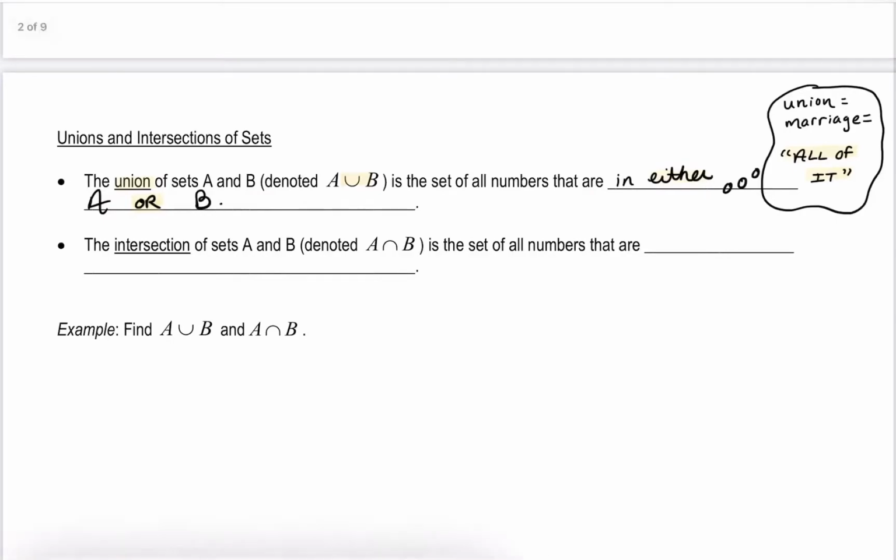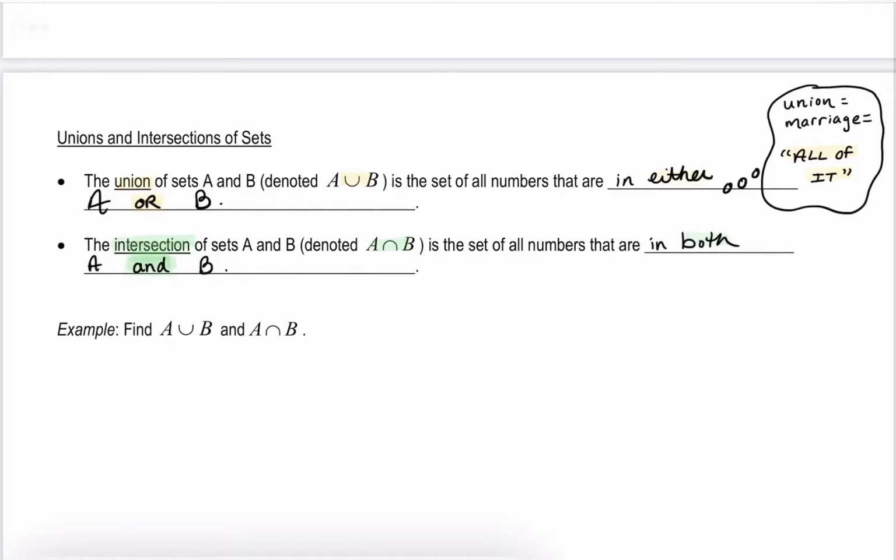All right, now let's go on to intersection. Intersection gets denoted with an upside down union symbol, and this is going to be the set of all numbers that are in both set A and set B. So the intersection symbol is synonymous with all of the numbers that are in both the first and the second. So intersection will be synonymous with and.